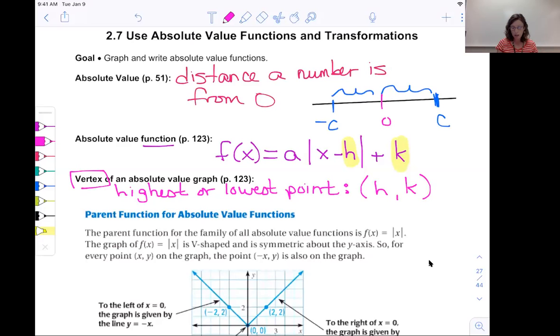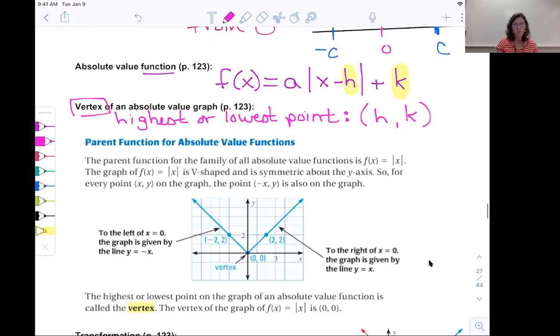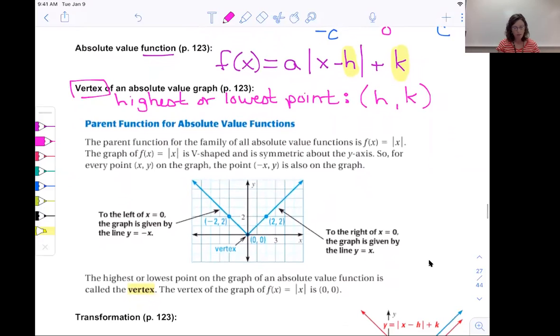So if you look at the graph that's below, this is the parent function. Remember, the parent function is the most basic function. It's the function that doesn't move left or right. It doesn't move up or down. It just is a regular basic graph. So this is the parent function of absolute value of x.